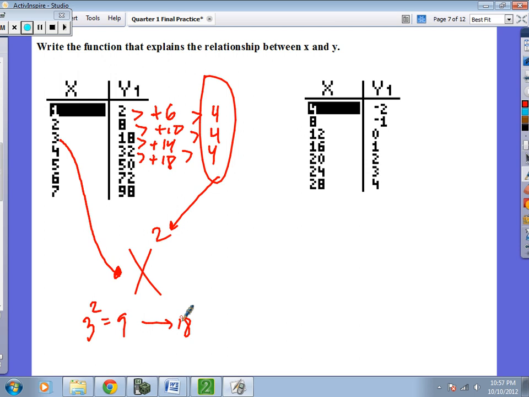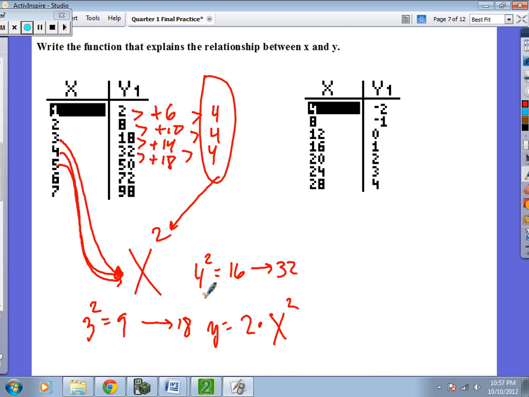Let's check one more. Let's look at 4. Okay, 4. If I do 4 squared, that puts me at 16. But I need to end up at 32. And I know that 16 is half of 32, so I don't think it's a coincidence. I think that's legit. Let's try one more to be sure. 5. 5 squared is 25. 25 doubled is 50. So here's my rule. I'm going to square it and then times by 2. So I'm going to double it. Square it first and then double it.